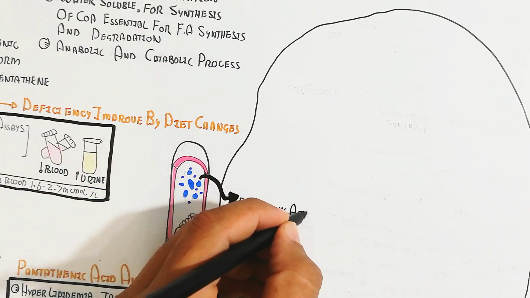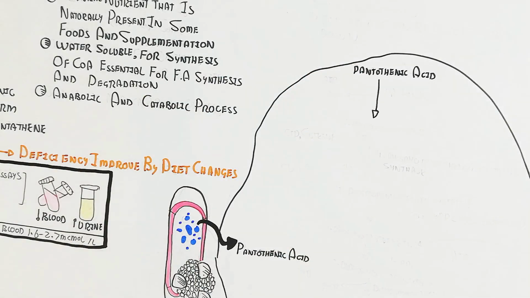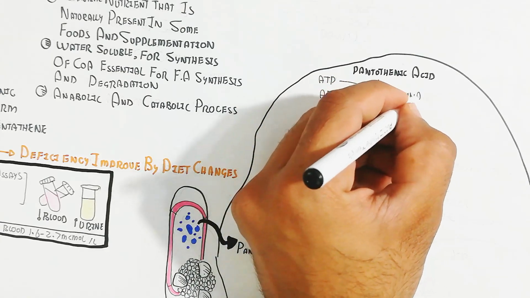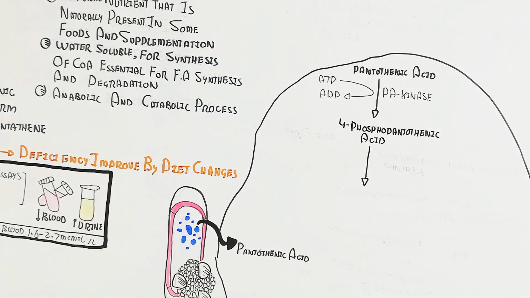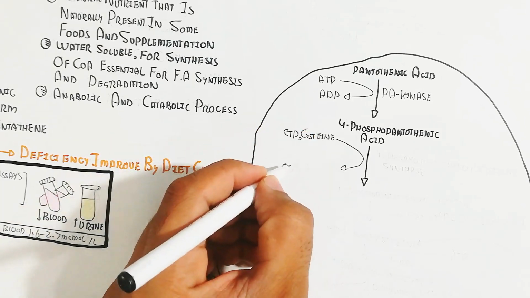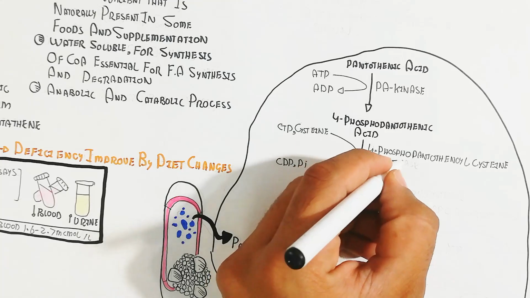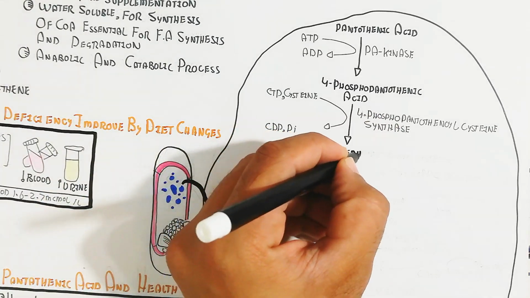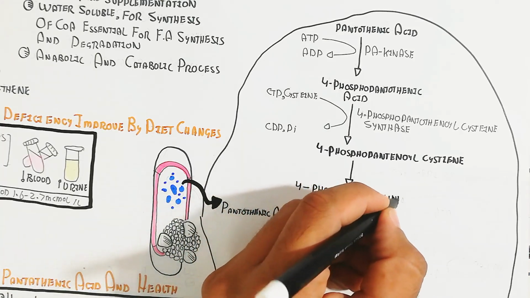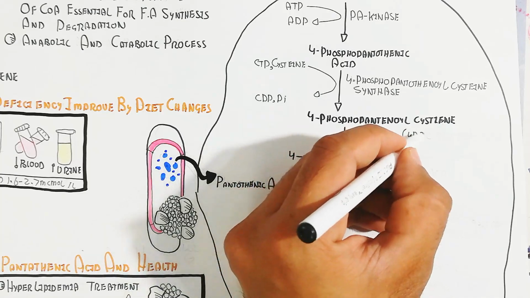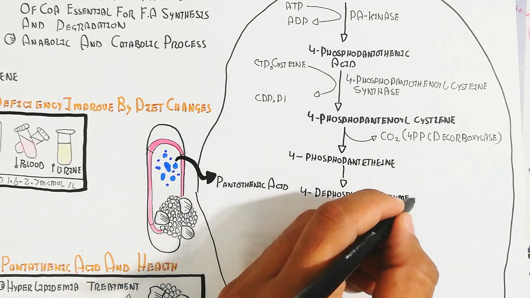Whenever pantothenic acid enters the liver cell or other types of cells, in the presence of ATP and the pantothenate kinase enzyme it is converted to 4-phosphopantothenic acid. The 4-phosphopantothenic acid is then converted with cytidine triphosphate plus cysteine, which becomes CDP with inorganic phosphate removed, producing energy, in the presence of phosphopantothenoylcysteine synthase enzyme to produce 4-phosphopantothenoylcysteine. Then carbon dioxide is removed by the phosphopantothenoylcysteine decarboxylase enzyme to produce 4-phosphopantetheine.